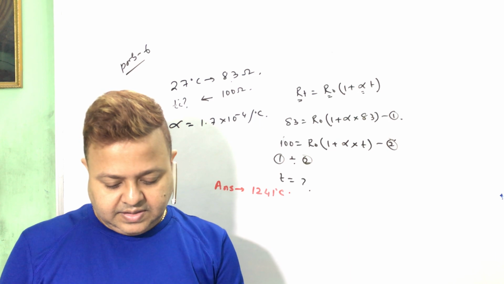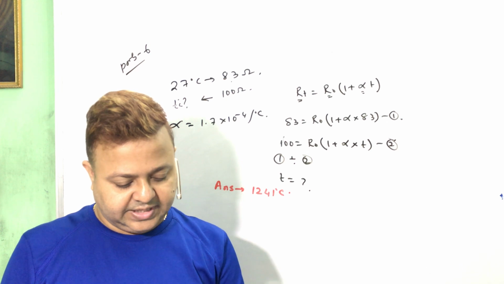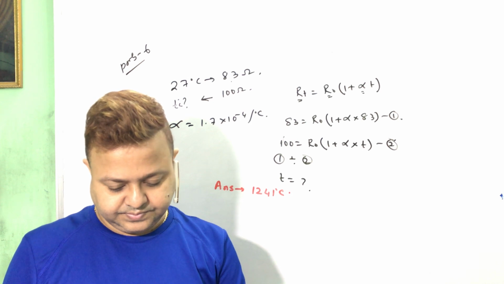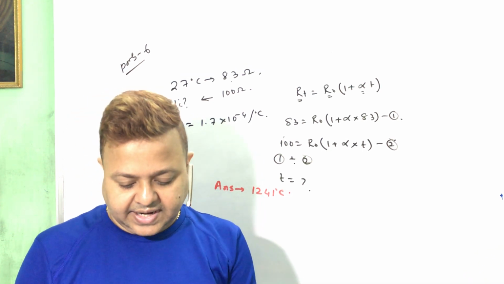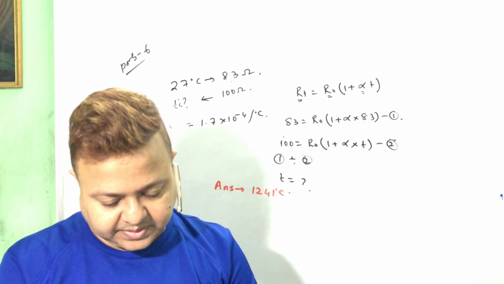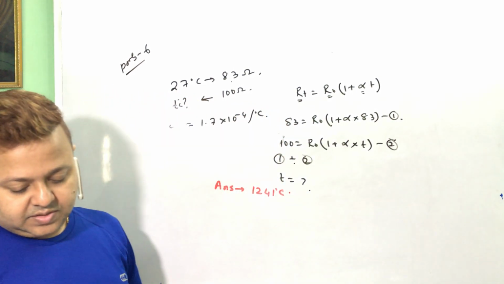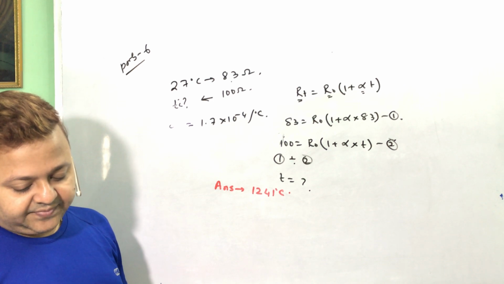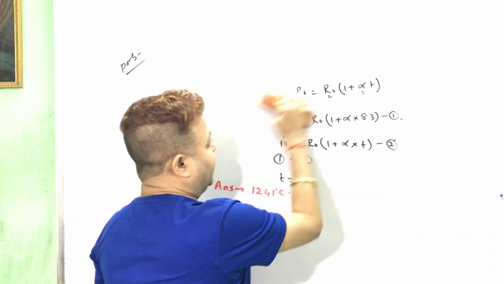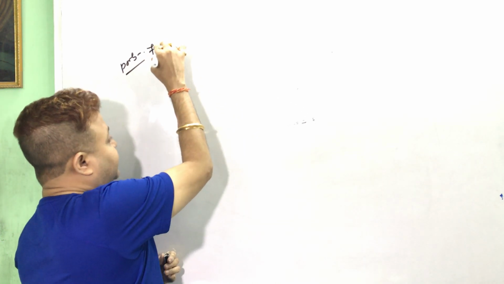Next one, a resistor of 20 ohm resistance is bent in the form of a circle, shown in the figure. What is the effective resistance between A and B?